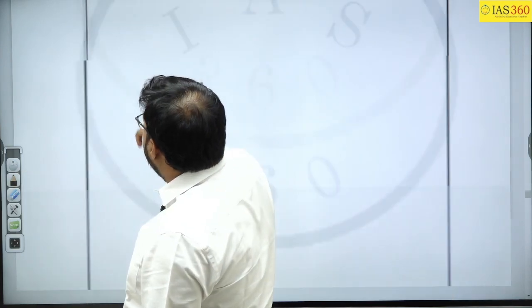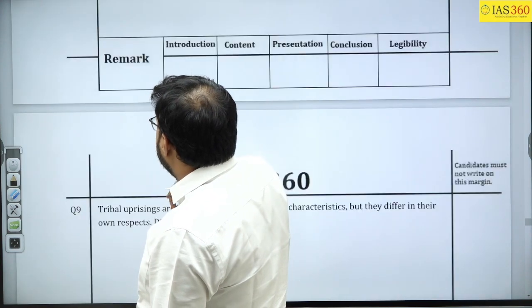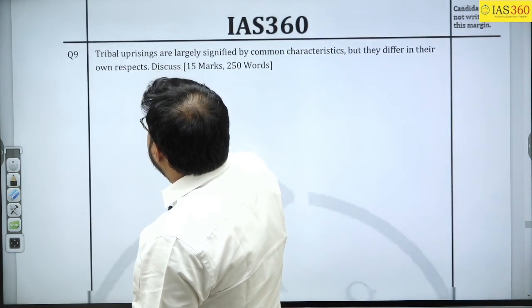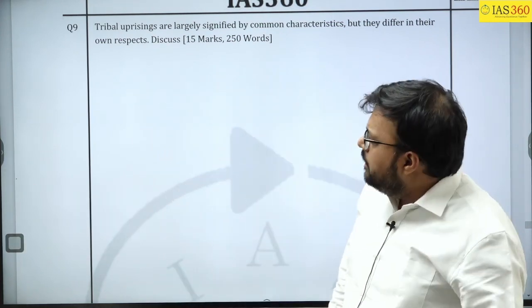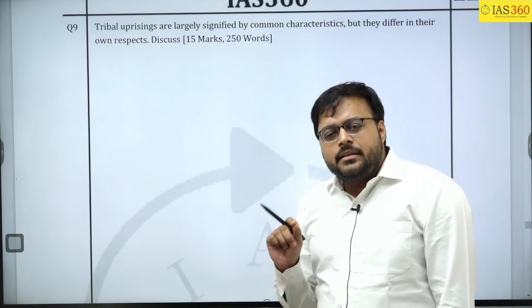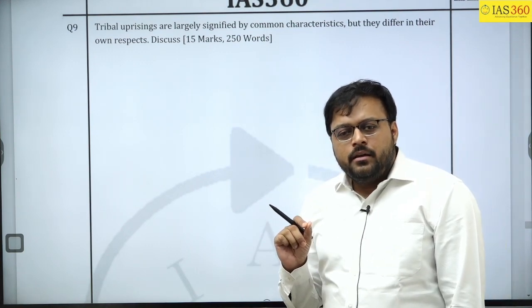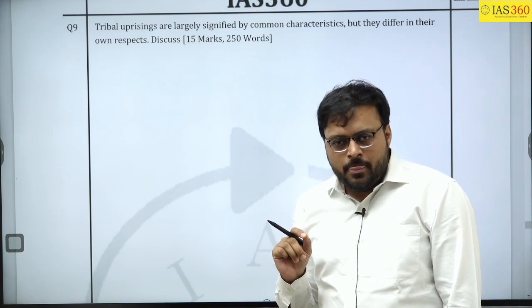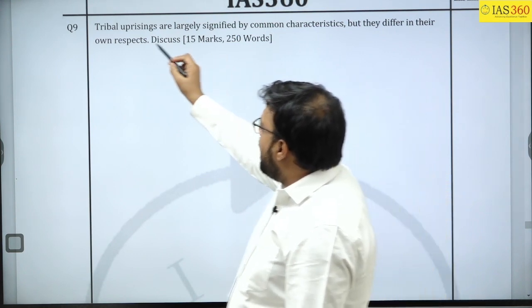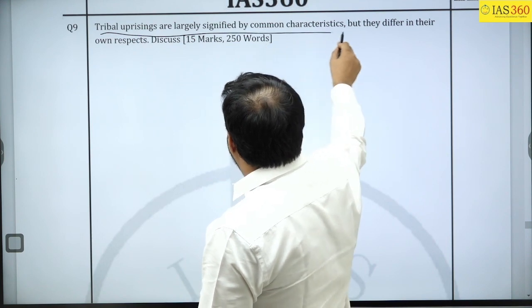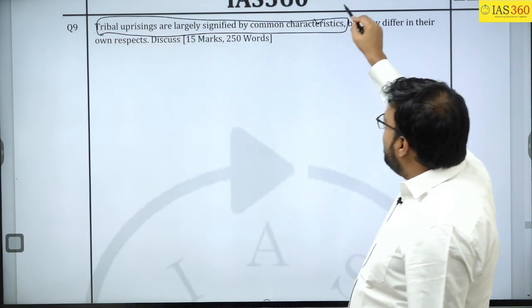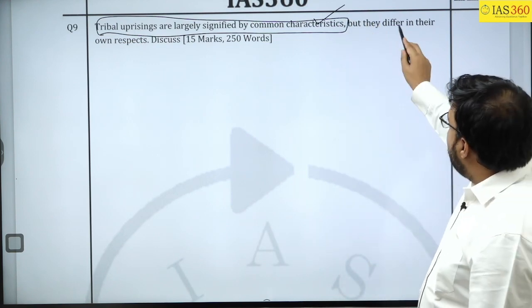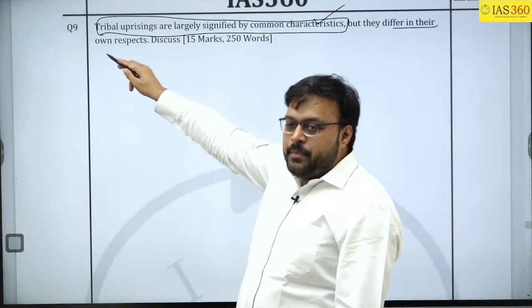Now, next question is on tribal uprising. Look, everybody has addressed the demand of the question, but I will tell you how you can make this question very easy and very comfortable. For example, tribal uprisings, first of all, you have to draw a map, remember this. So there is the first part: tribal uprising is signified by common characters, but they differ in their own respect.